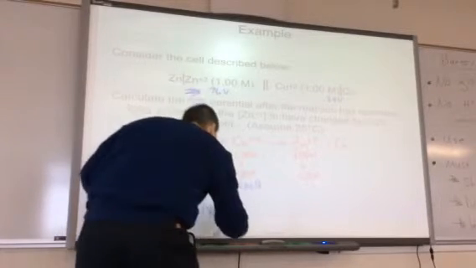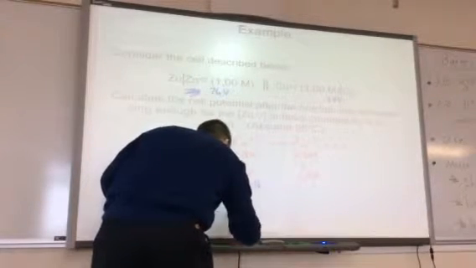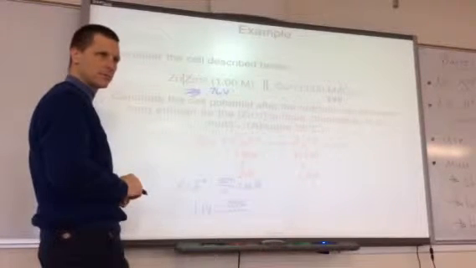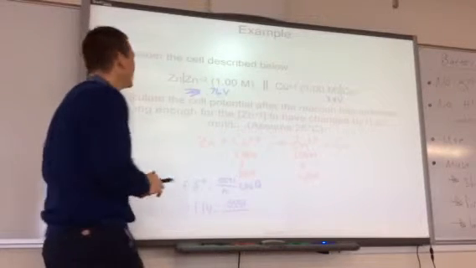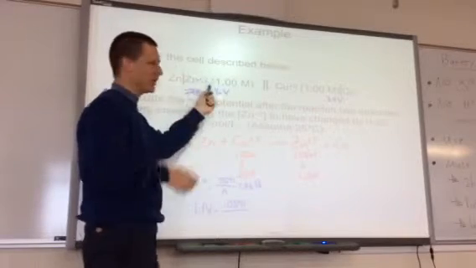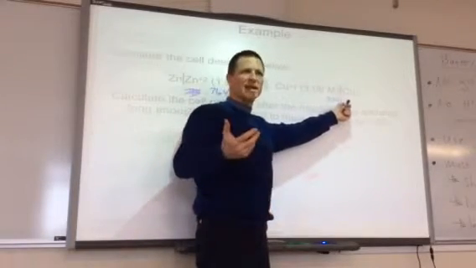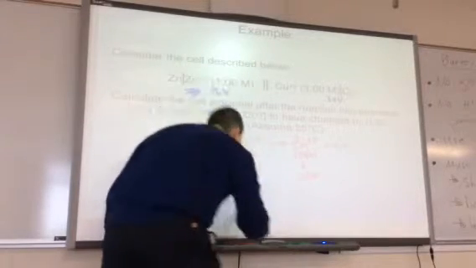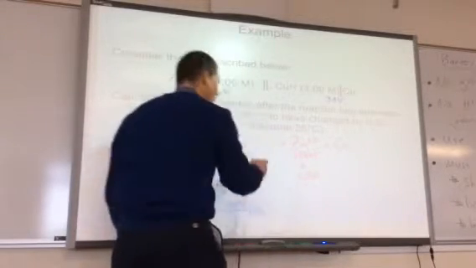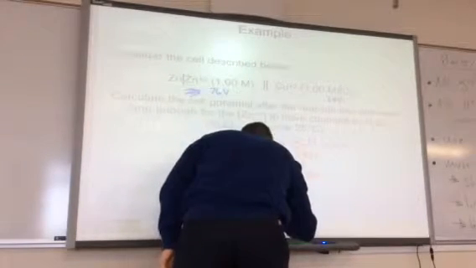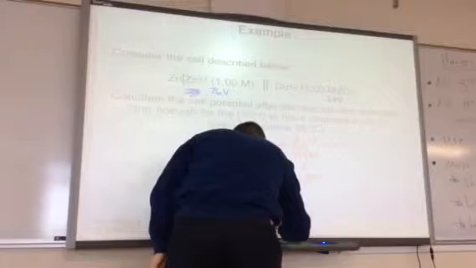Minus 0.0591 over, what's the N value this time? 2. But it's pretty obvious what's happening here. We've got zinc changing to zinc positive 2, giving off 2 electrons. Copper 2 is changing to copper, taking in 2 electrons. So N value is 2. And then the log of Q. Q is products over reactant concentration. Ignoring the solids, it's 1.2 over 0.8.